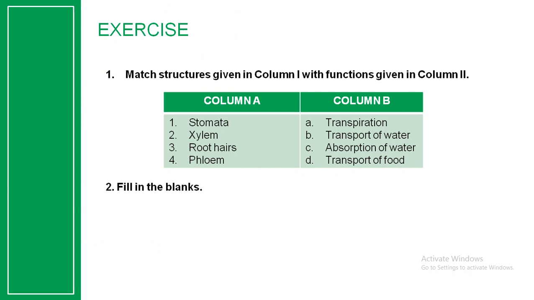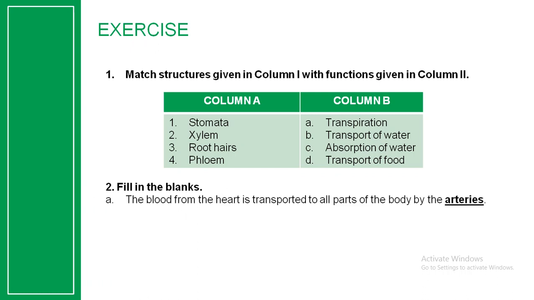Second question comes, that is fill in the blanks. So here comes the first one. The blood from the heart is transported to all parts of the body by the arteries. Why so? Because arteries are carrying oxygenated blood, and the heart is receiving the oxygenated blood from the lungs. With the help of the aorta, this oxygenated blood is transported to all body parts. The aorta is nothing but the biggest artery, so that's why we have written artery.